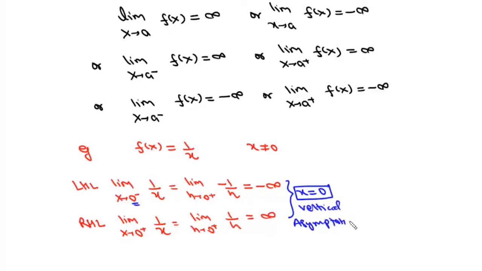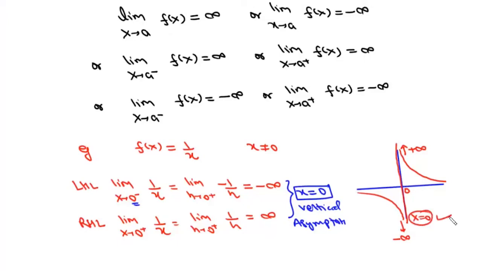And if you recall the graph of y equals 1 by x, it is this graph. At 0 negative, it approaches minus infinity, and at 0 positive, it approaches plus infinity, and therefore this y-axis, which is x equal to 0, is a vertical asymptote in this case.